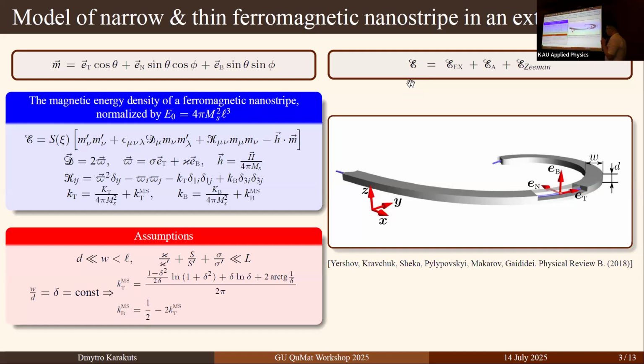In this model, we have several big assumptions. First of all, as we already said, the transverse parameters should be extremely small. In fact, they should be smaller than a characteristic magnetic length. In addition to that, we also assume that the changes in curvature and cross-sectional area, these gradients, are not large. And once again, the aspect ratio between width and thickness should be constant.